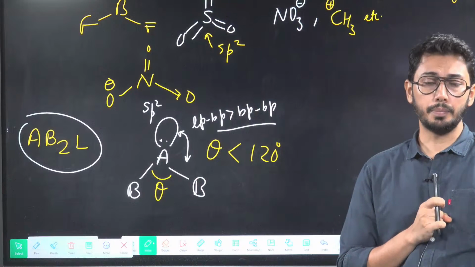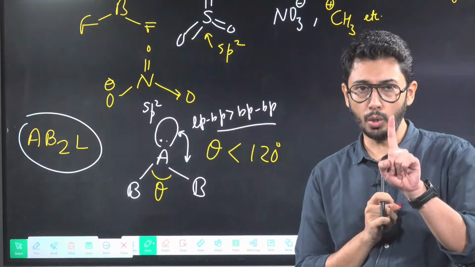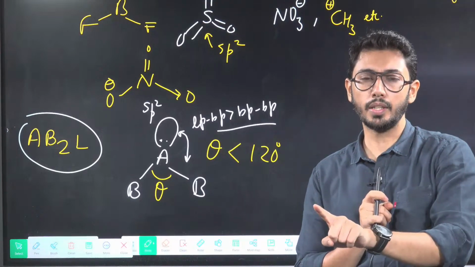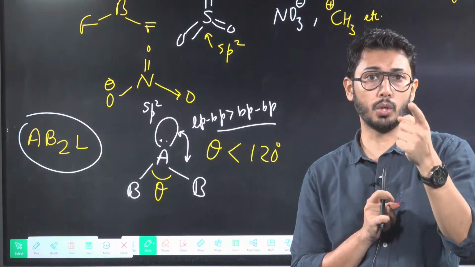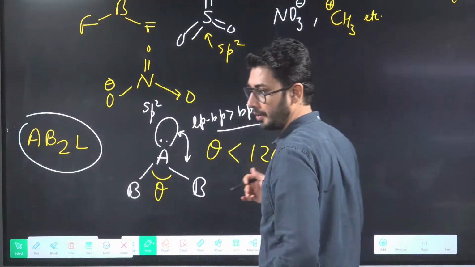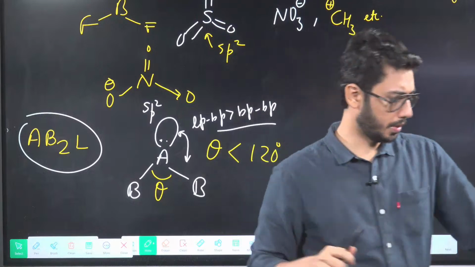So which type is it? AB2L type, 1 lone pair and 2 bond pairs. Can you take ammonia here? No. In ammonia, there are 3 bond pairs and 1 lone pair. It is a different category.